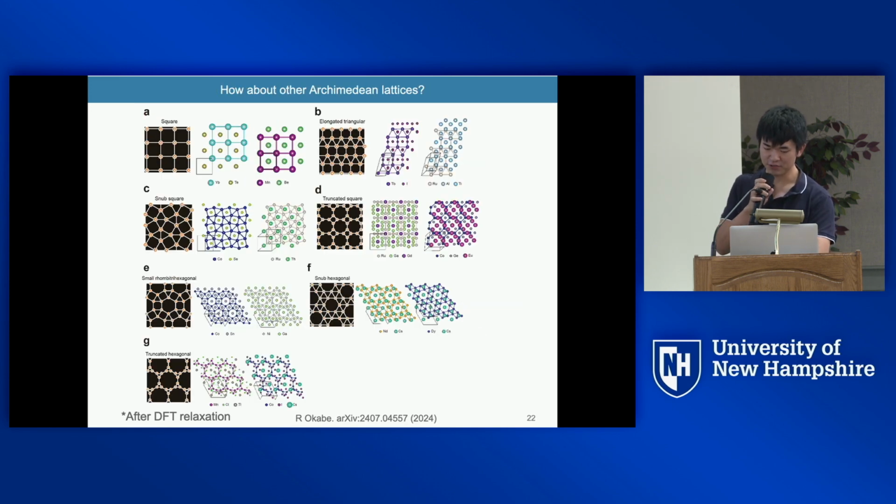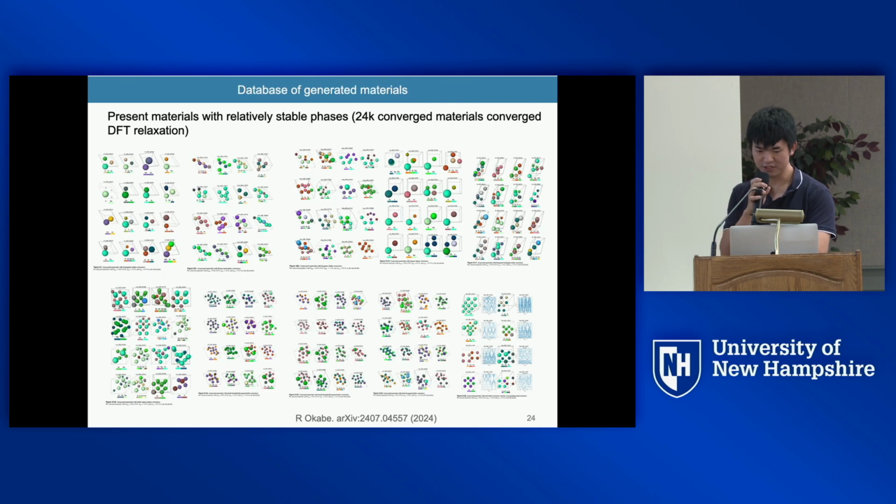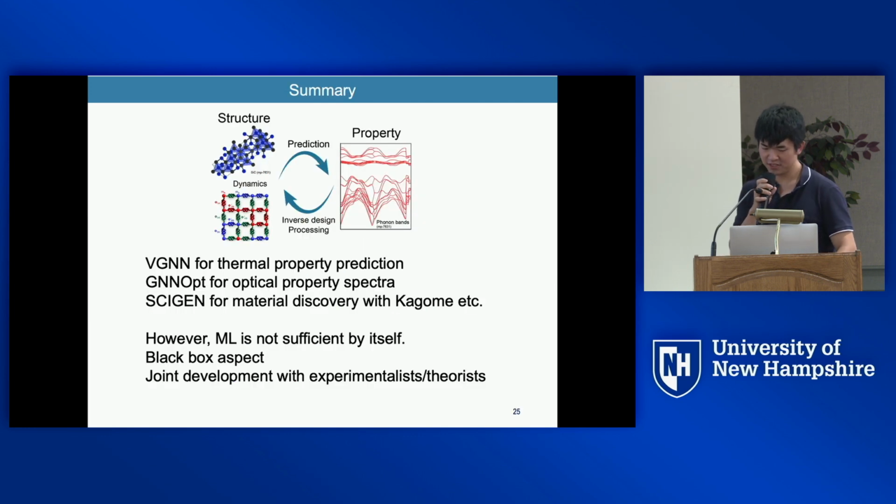Not only these three geometric patterns, but we can also apply this to other geometric patterns called the Archimedean lattice. We can find material candidates. And furthermore, we apply the constraint to this Lieb lattice material that is said to present the flat band structure. We could actually observe the flat band structure in the DFT result. We store all the generated materials as a database, and I hope it potentially becomes useful for further material study. Yeah, this is the summary we have.